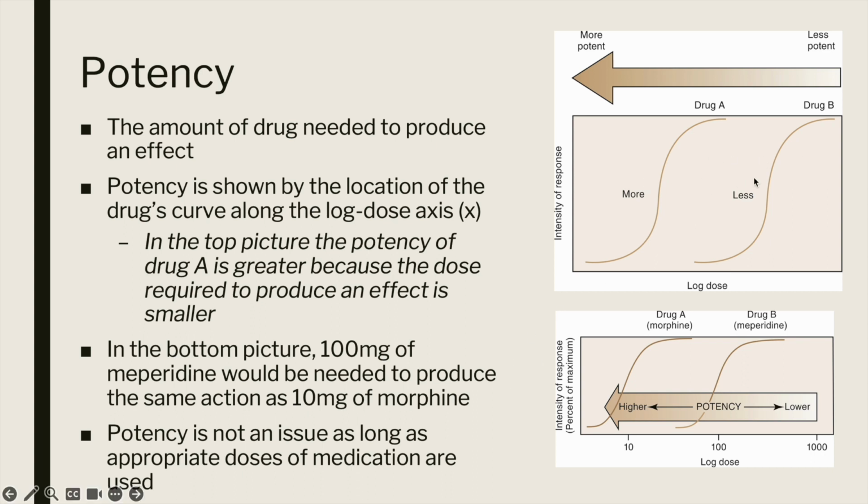So if we're plotting two drugs on the same graph, the drug that is to the right is going to be the less potent drug because we're going to need more of the drug in order to get that response.